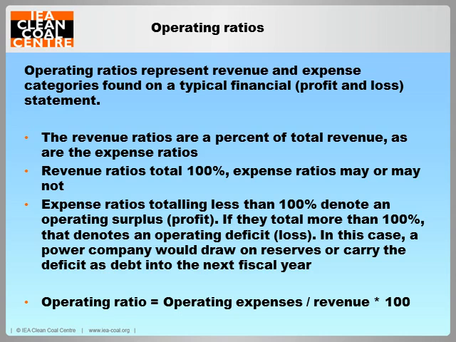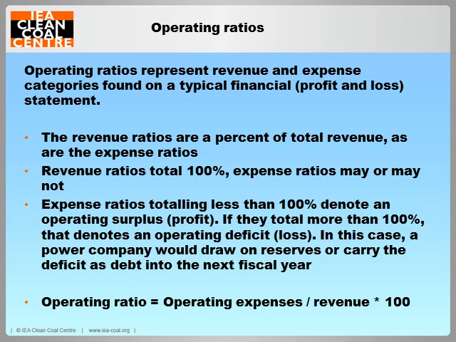Next, I want to explain what I mean by operating ratios. Operating ratios, in the context of the review, are a representation of revenue and expense categories found on a typical financial profit and loss statement. They're presented as a ratio or a percentage value. In this report, it's percentage value throughout. The revenue ratios are a percent of total revenue, and expense ratios are also a percent of total revenue. As such, revenue ratios total 100%. Expense ratios may or may not.